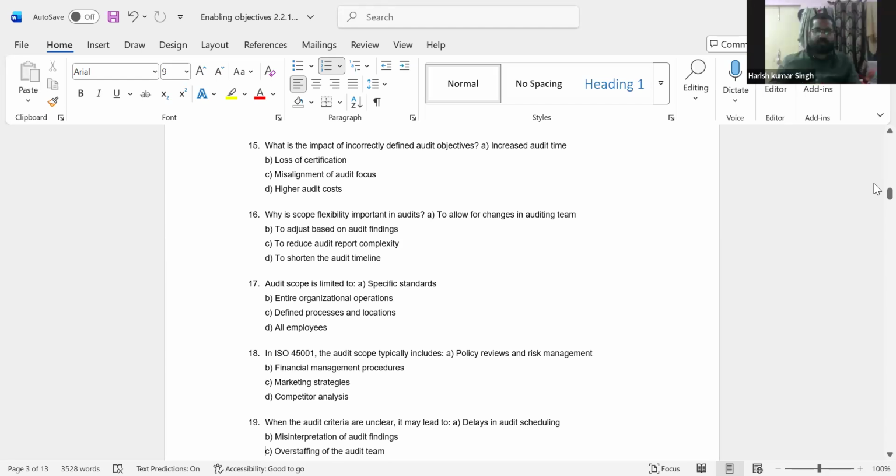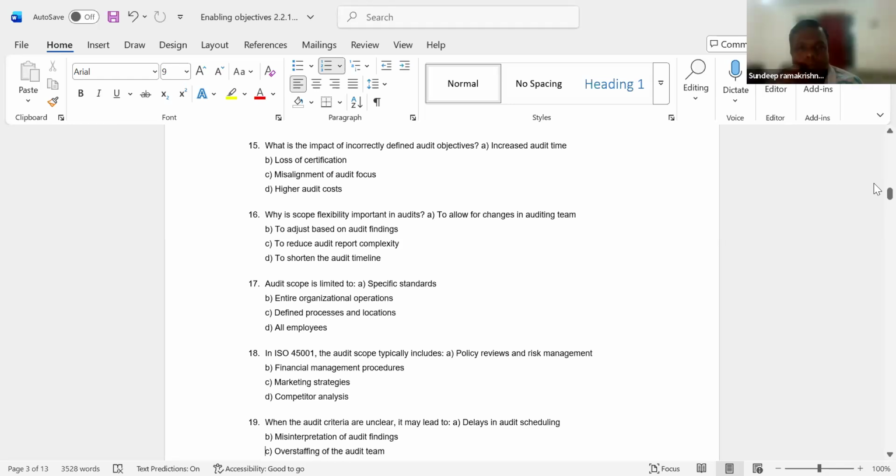Same answer will be B, sir. To adjust based on the audit findings. 16, sir. Why is scope activity important in audits? The answer would be B, sir. To adjust based on audit findings.